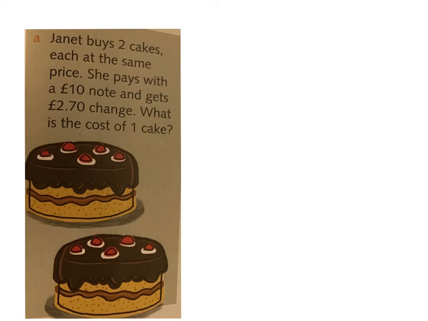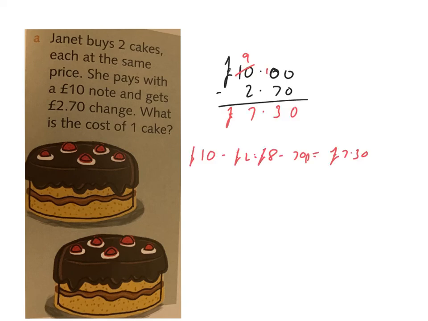Well, what we're going to do first of all here is find out how much money she actually spent. Now we know that she got £2.70 in change, so we're going to take that away from £10. Couple of ways to do that. You could think to yourself, £10 take £2 gives me £8. Take away the 70p gives me £7.30. Or if you wanted to be really sure, you could do your vertical subtraction. Either way, she spent £7.30.